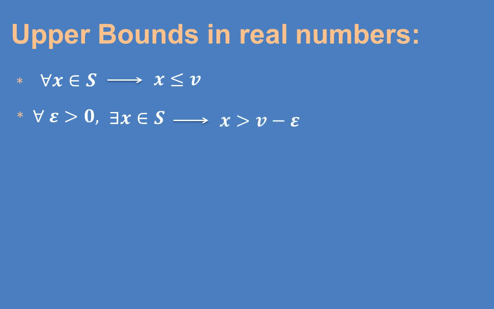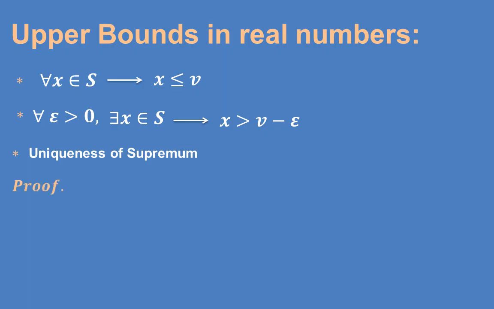So, a real number V is the supremum of S if two conditions hold. For all x belonging to S, x is less than or equal to V. And for each positive real number epsilon, there is a real number x belonging to S, such that x is greater than V minus epsilon. And the supremum of S is unique. That is, a set cannot have more than one supremum.